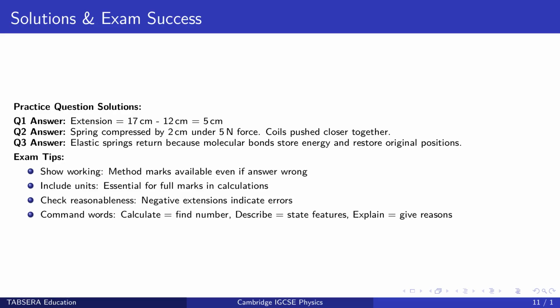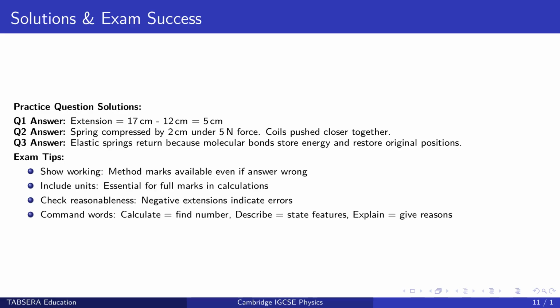Let's review the solutions. For question 1, the answer is extension equals 17 centimeters minus 12 centimeters, which equals 5 centimeters. This is correct because we subtract original length from new length to find extension.